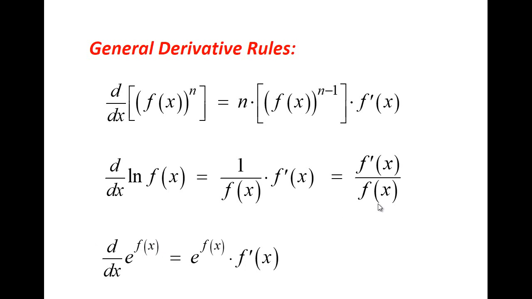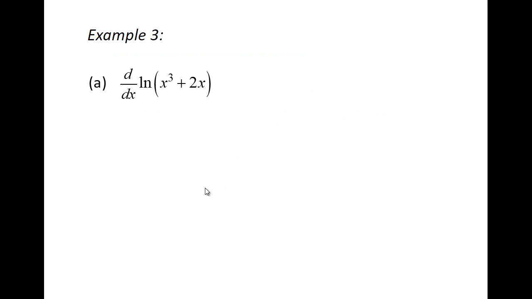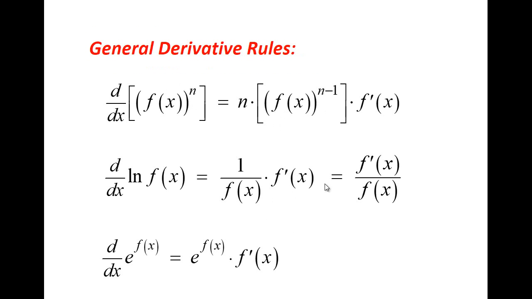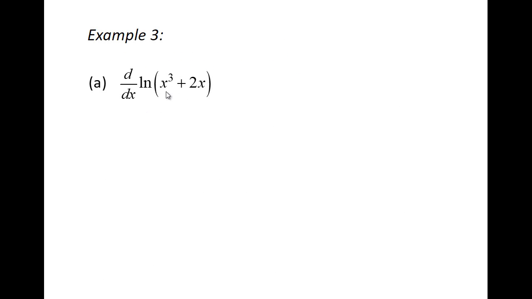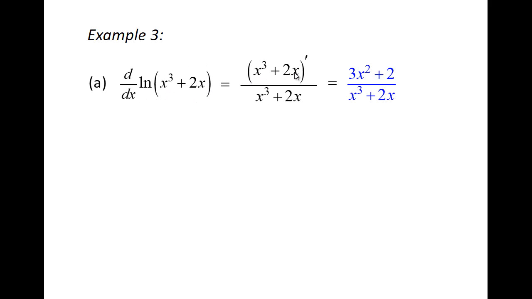Let's look at a couple of examples where we're going to apply these formulas. Let's say we want to find the derivative of ln of x cubed plus 2x. So here we can apply the second formula. So derivative of ln of something is the derivative of that something divided by that something. So it'll be the derivative of x cubed plus 2x divided by x cubed plus 2x. Now the derivative of x cubed plus 2x is 3x squared plus 2. So we obtain this derivative.